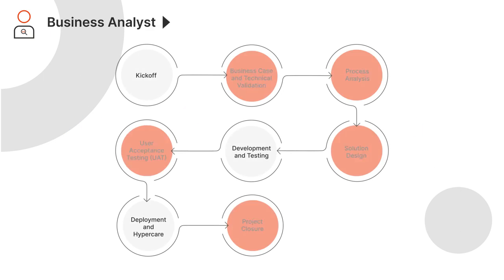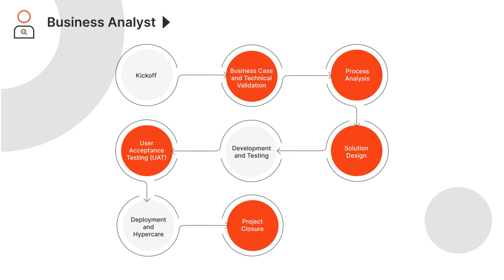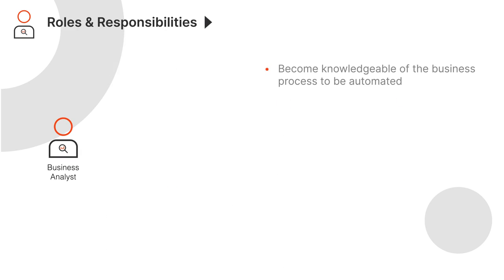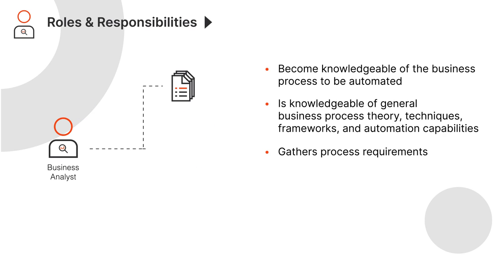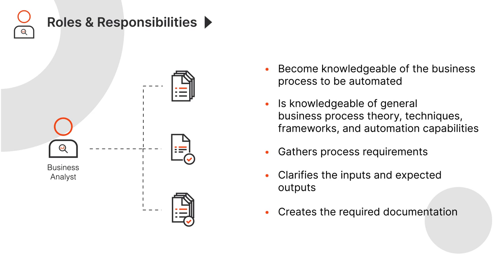A business analyst is involved and is a key person in the implementation phases of business case and technical validation, process analysis, user acceptance testing, solution design, and project closure. Business analysts become well-versed in the business process to be automated based on the organization's goals and the value that automation would bring. Additionally, they have a solid grasp of general business process theory, techniques, frameworks, and automation capabilities. They're responsible for gathering process requirements, clarifying the inputs and expected outputs, and creating the required documentation.